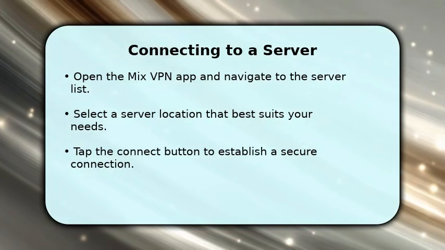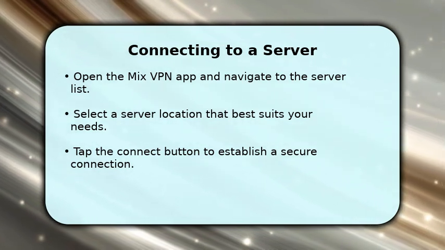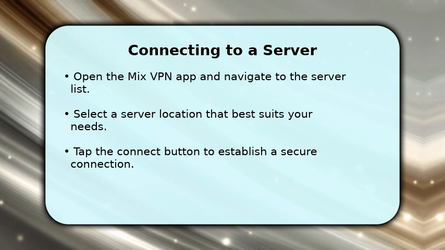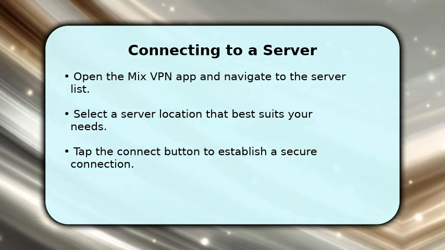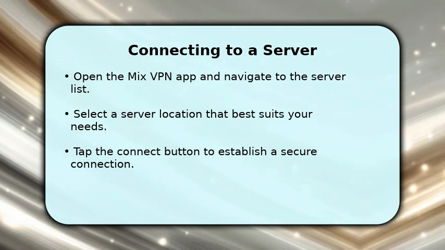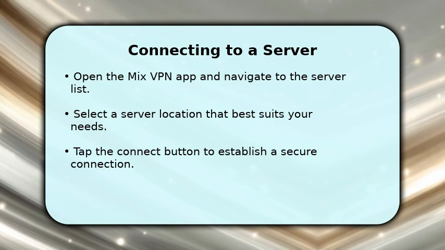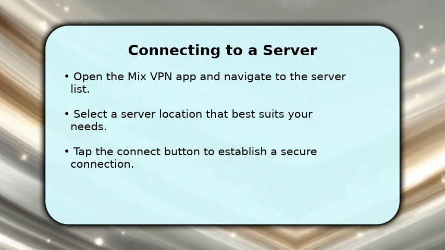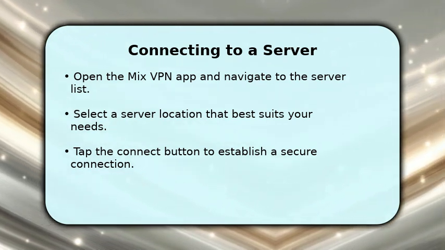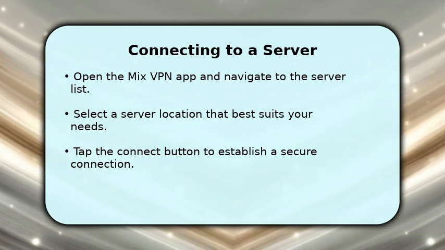After logging in, open the Mix VPN application and locate the server list. You will see many server locations available across dozens of countries. Choose a server location that best fits your requirements, perhaps one close to you for speed or one in a specific country for content access. Then, simply tap the prominent Connect button to establish your secure connection, which typically takes only a few seconds.